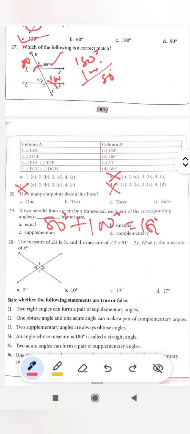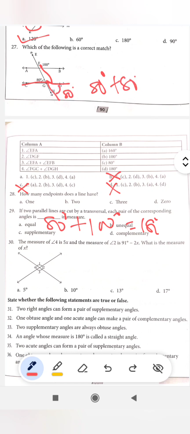Now the last one, FGC. Let me erase all others because we have already solved. So here it is FGC. Okay, it means 80 degrees plus DGH. DGH, that one will also be 80 degrees because vertically opposite angle. So if you add, you will get 160 degrees. So 4 is A. So option A is the correct answer. In this way you have to calculate. Now come to the next part.